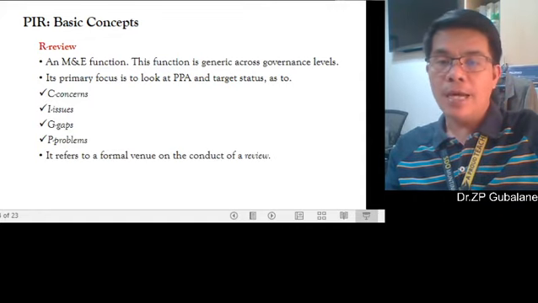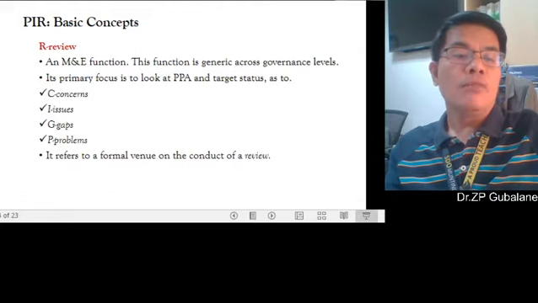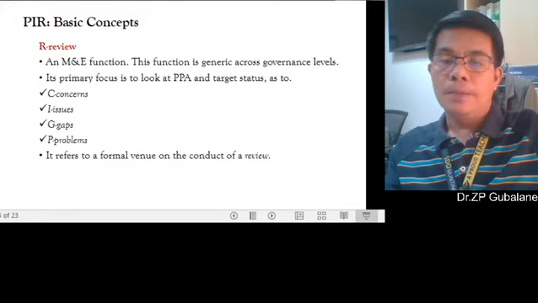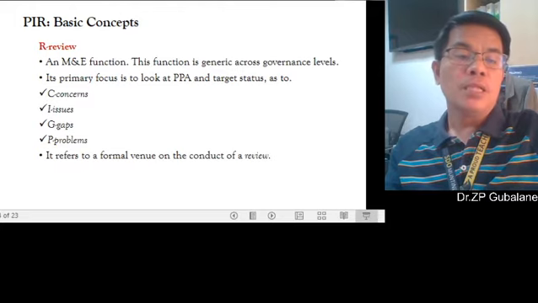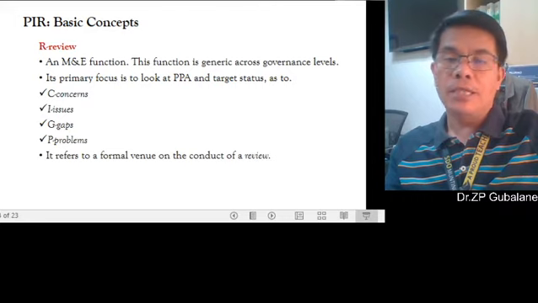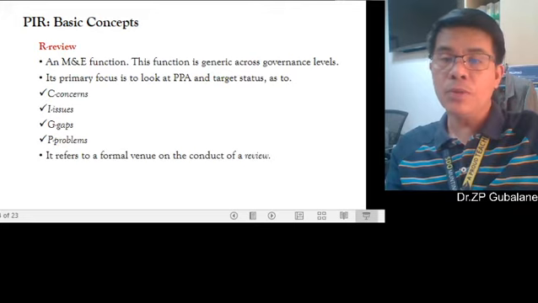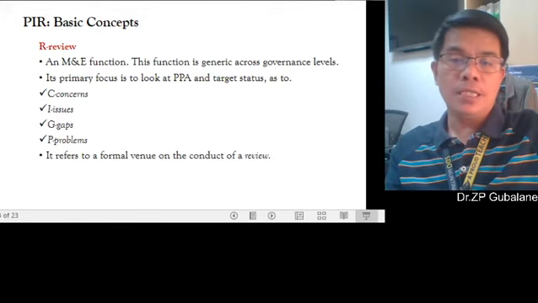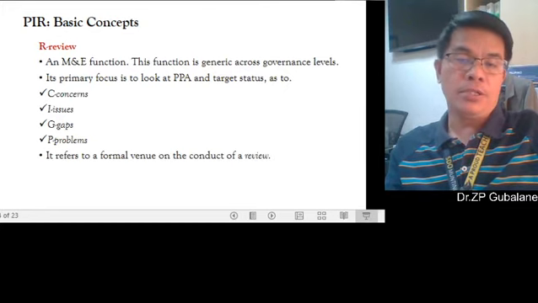Now, target status can also be looked into in terms of various concerns, letter C, issues, letter I, gaps, letter G, problems, letter P, or CIGP. It also refers to a formal venue on the conduct of review. So actually today, what your school is doing right now is the R of the term PIR, or the review.